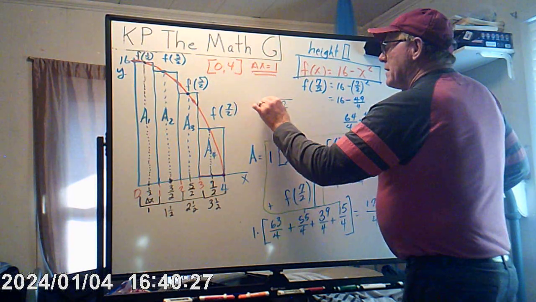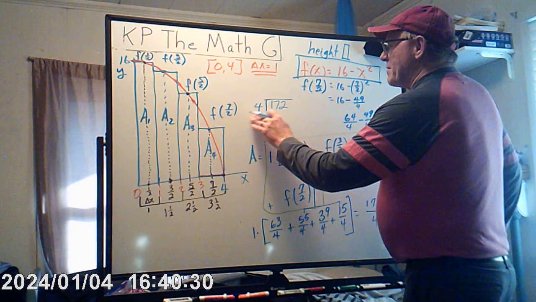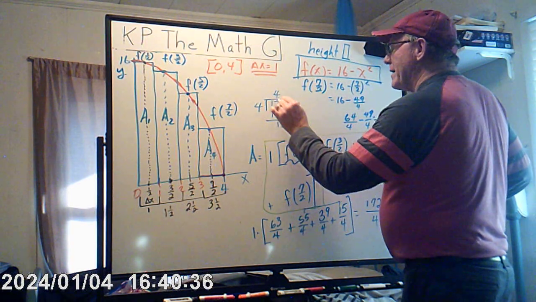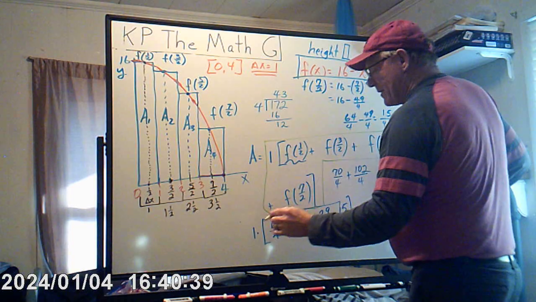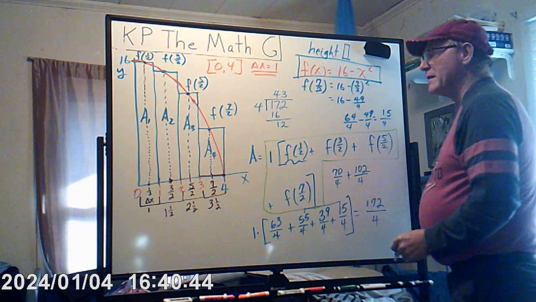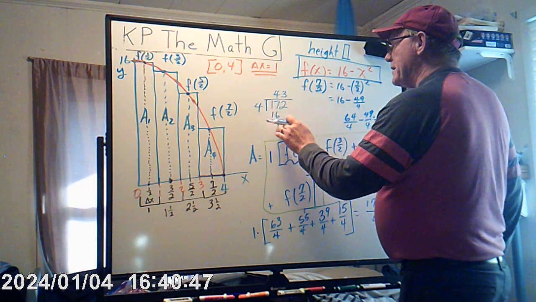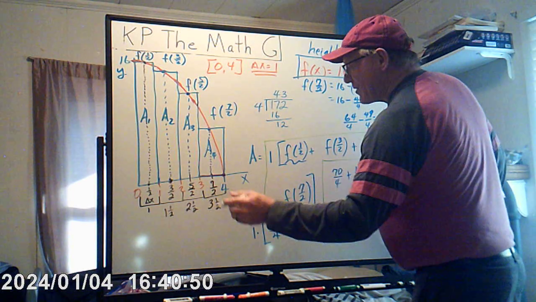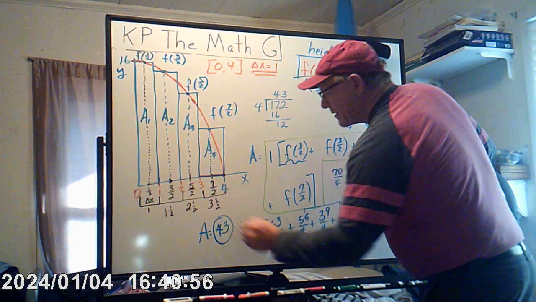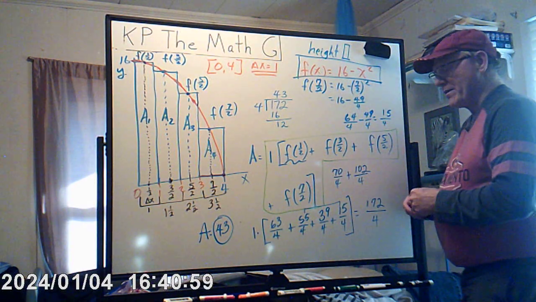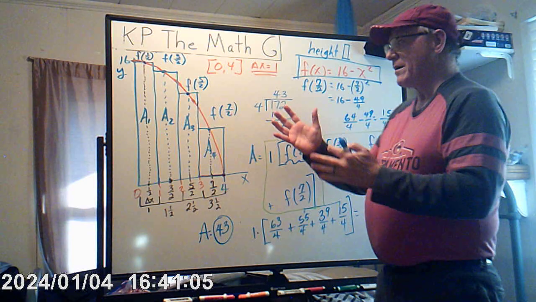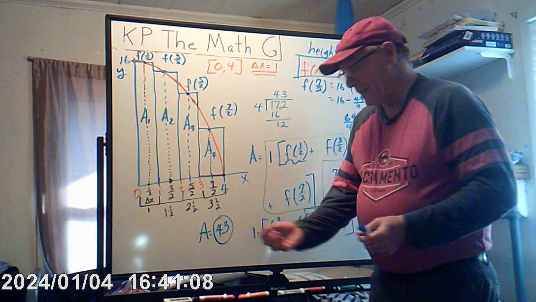172 divided by 4. I have a calculator, but don't worry about it. 4 times 4 is 16, got 1 left over. 4 times 3 is 12. So in this case, we got 43. The area is equal to 43. Remember, the last area was the average between the left and the right side. That approximation was 42. This is 43.